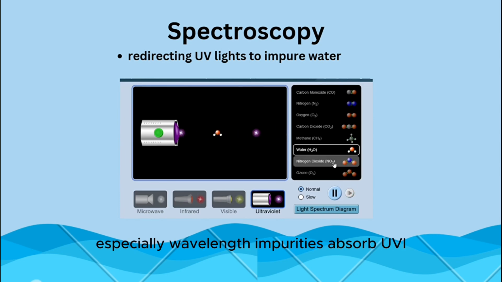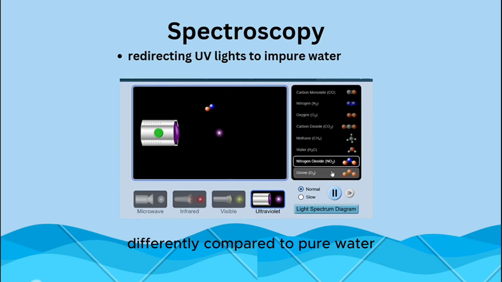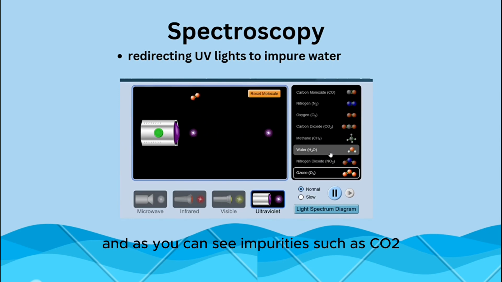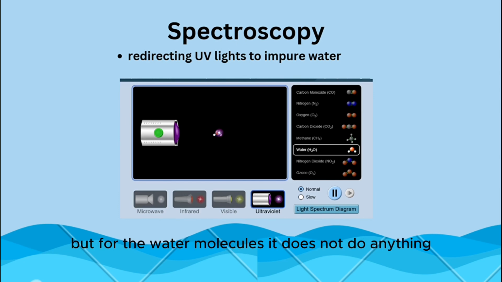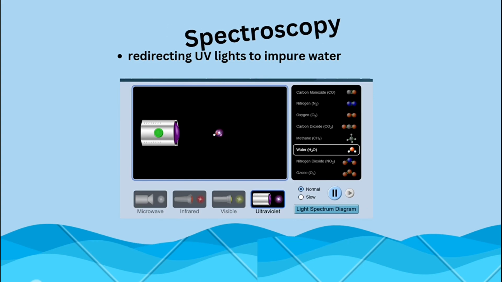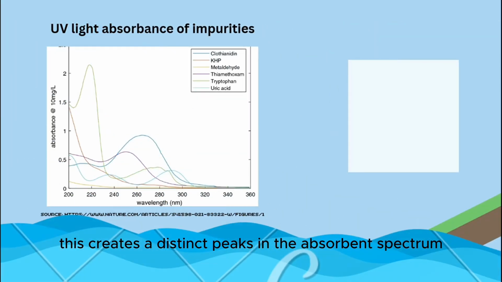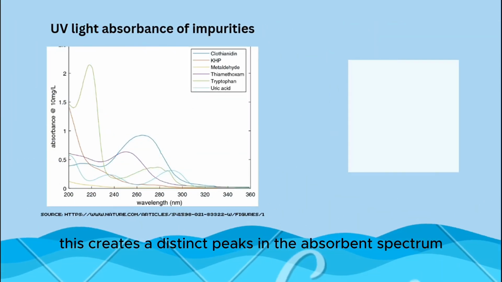Impurities absorb UV light differently compared to pure water, which can be seen in this diagram. And as you can see, impurities such as CO2 and ozone will break down after absorbing the UV light, but the water molecules are unaffected. This creates distinct peaks in the absorbance spectrum.